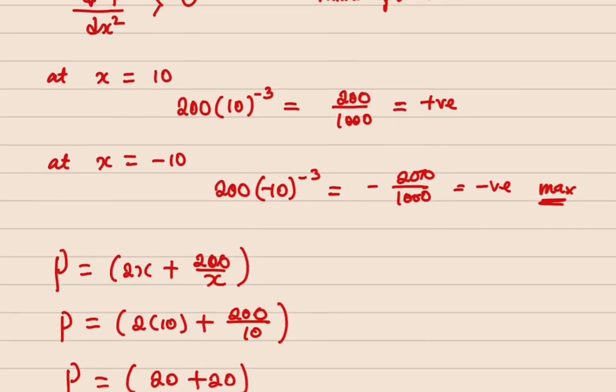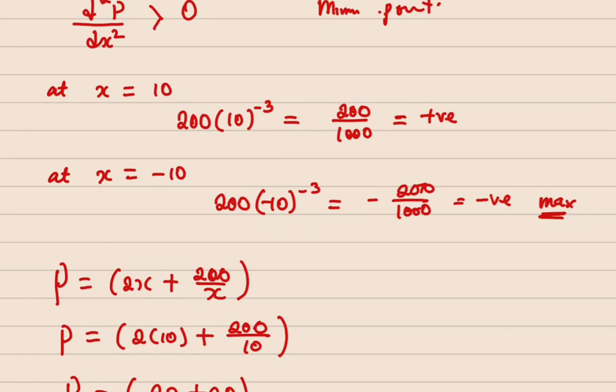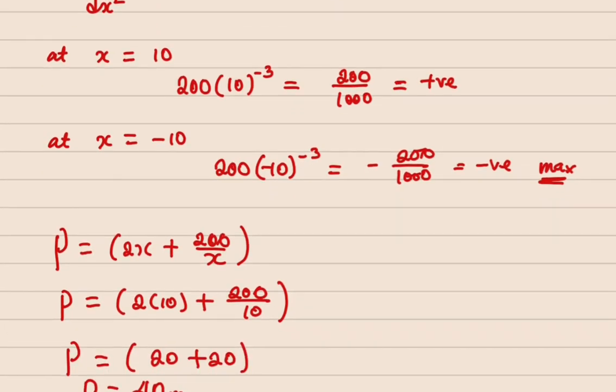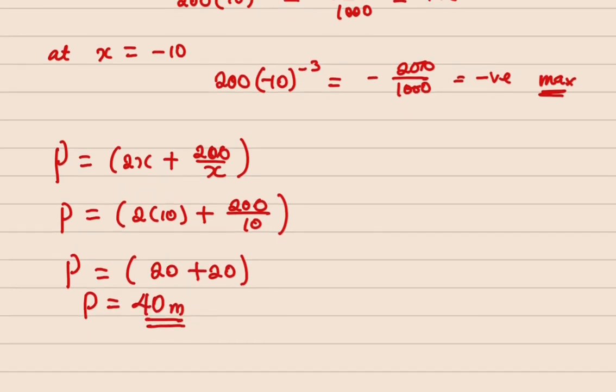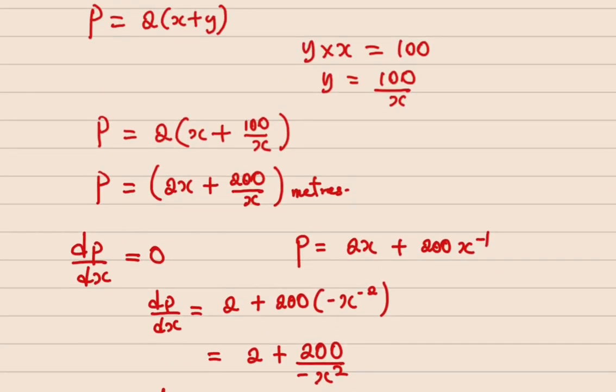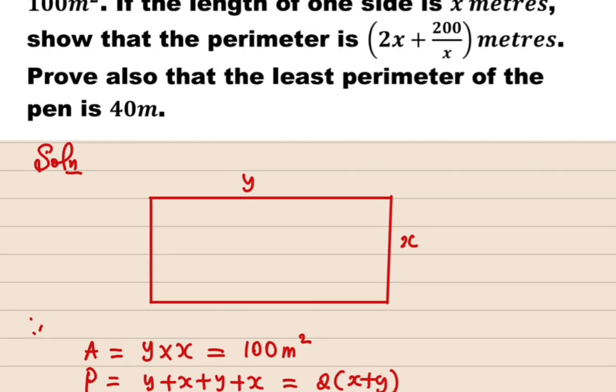So we've proven by finding our minimum and maximum values. The minimum value occurs at x equal to 10, and the maximum value occurs at x equal to minus 10. All right, so that is how you need to work this question.